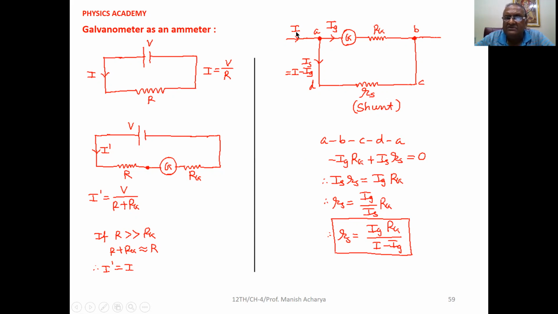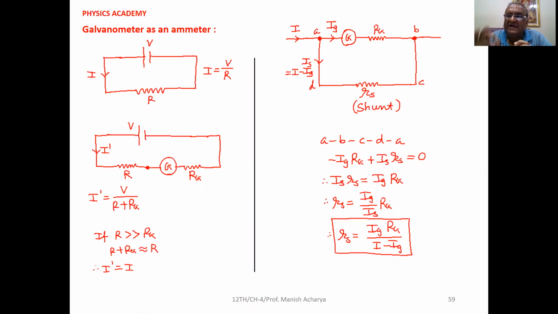But the total current is I, and Ig flows through the galvanometer. So this Is is I minus Ig. So replace this Is by I minus Ig. So we can write Rs equal to Ig Rg upon I minus Ig. So this is the equation for the shunt, which should be connected parallel to the galvanometer to convert it into an ammeter.